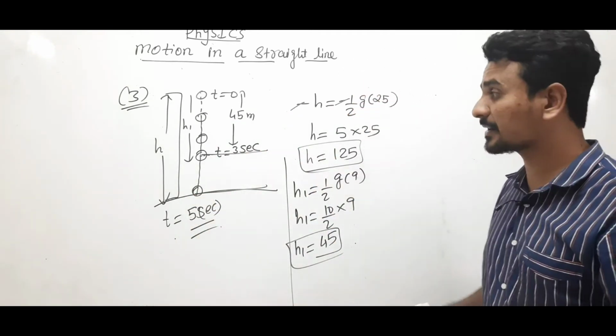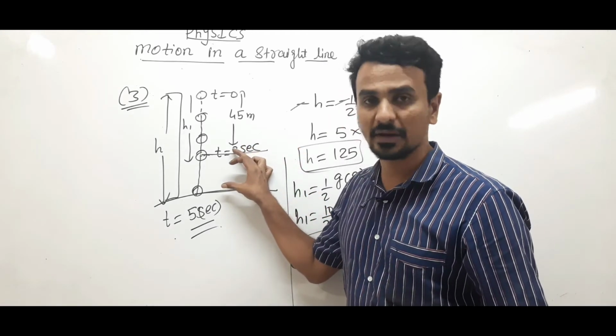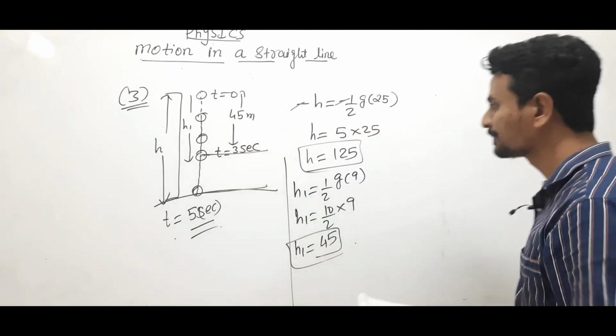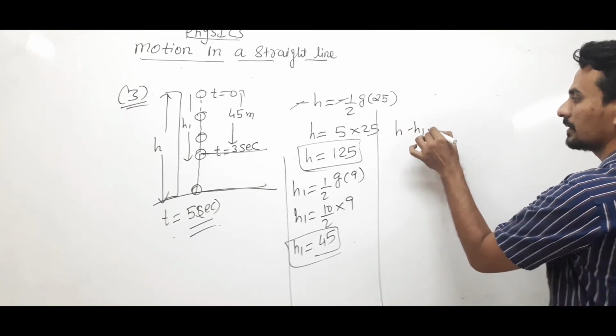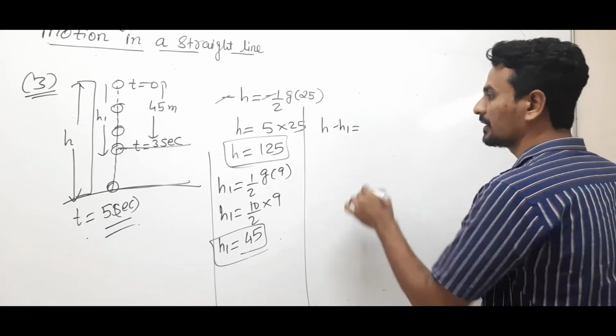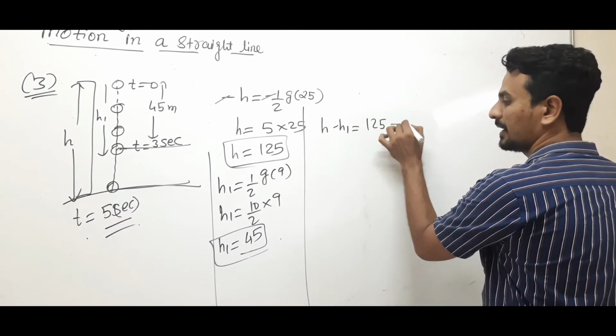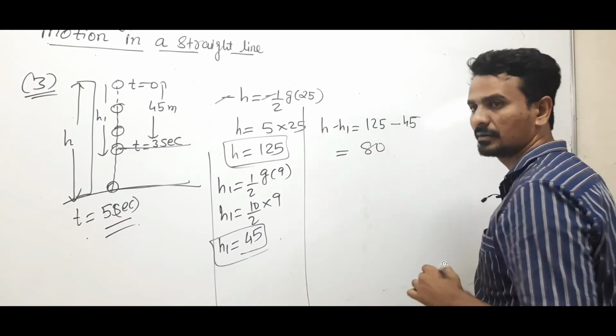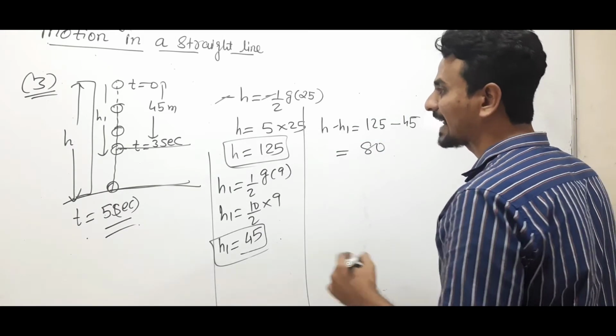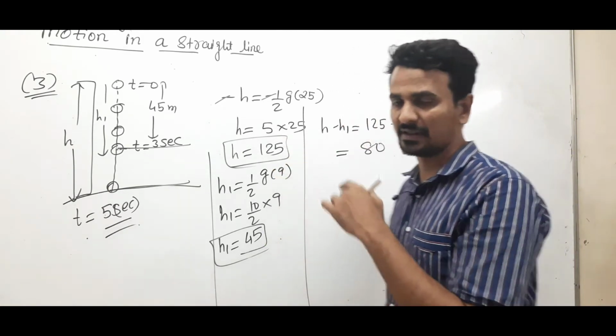So now we'll calculate the time taken for the remaining distance. What will be the remaining distance? H minus h1. This will be the remaining distance. This is 125 minus 45, that will be 80. So now we'll calculate the time taken to travel this distance.